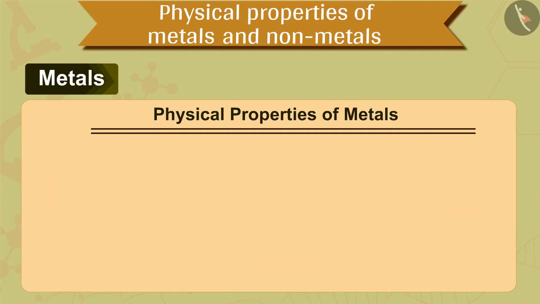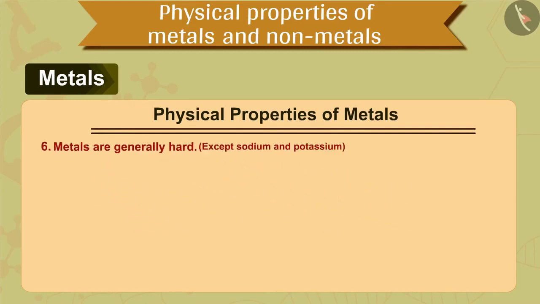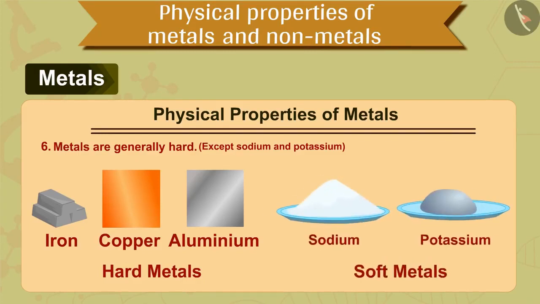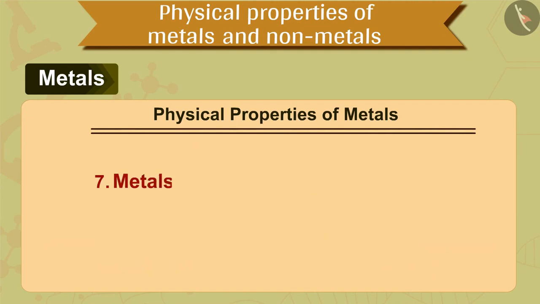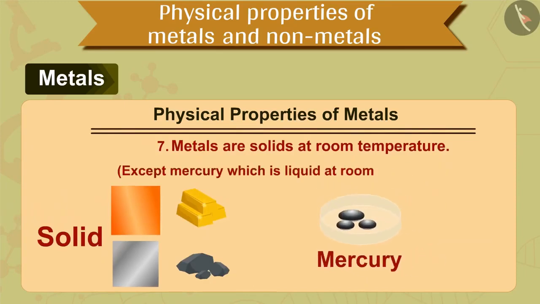The next, sixth property of metals is that metals are generally hard except sodium and potassium. Most of the metals are hard, but all the metals are not equally hard. The hardness varies from metal to metal. Most metals like iron, copper, aluminium are very hard. Although there are certain metals like sodium and potassium that are very soft and they can even be cut with a knife.